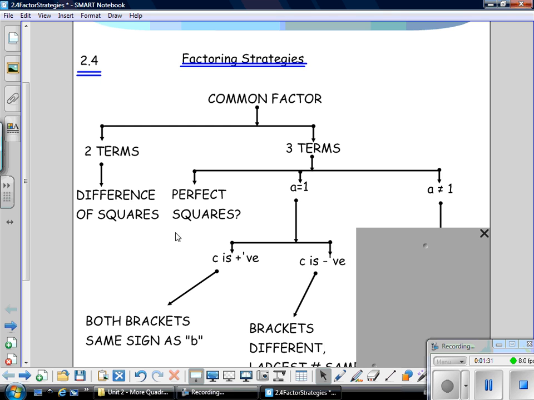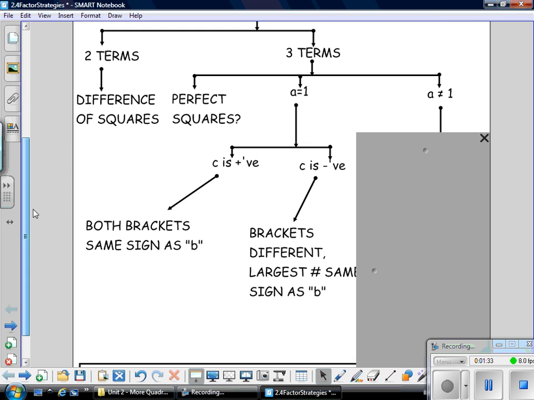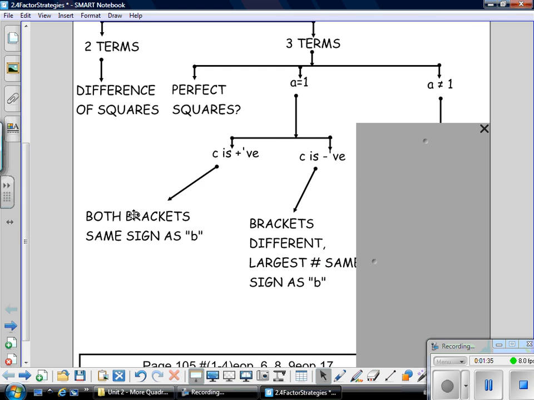I'm left with this part of the flow chart. If c is positive, I know both brackets have the same sign as b. If c is negative, that means the brackets have different signs, and the largest number is going to have the same sign as b. So you can always look back at this lesson if you need to.